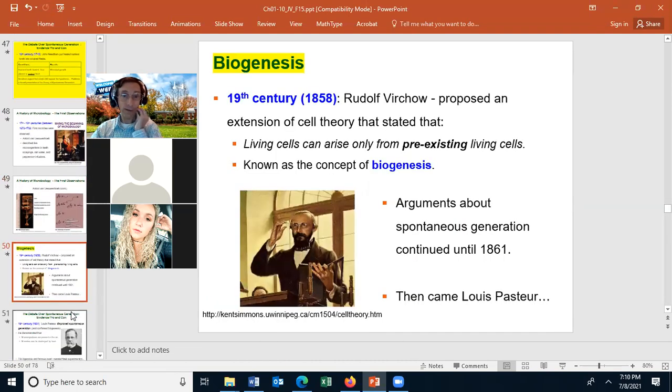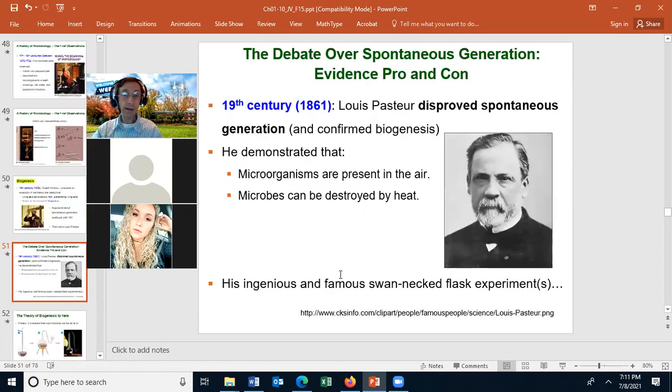All right, let me finish this, and that is Rudolf Virchow proposed that cells could only arise from pre-existing living cells. So he actually wrote it up, the theory of biogenesis. And then the theory of biogenesis was finally settled by Louis Pasteur, who disproved the theory of spontaneous generation and therefore confirmed the theory of biogenesis.